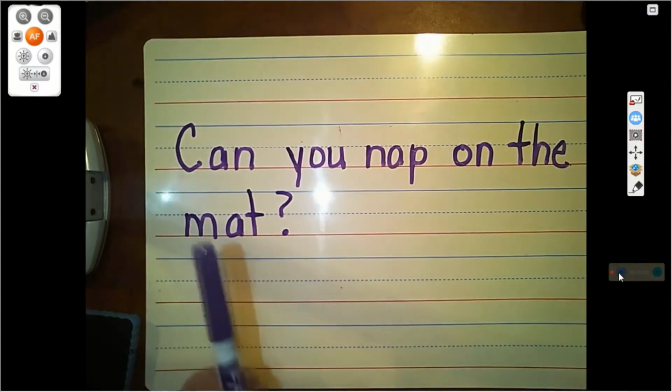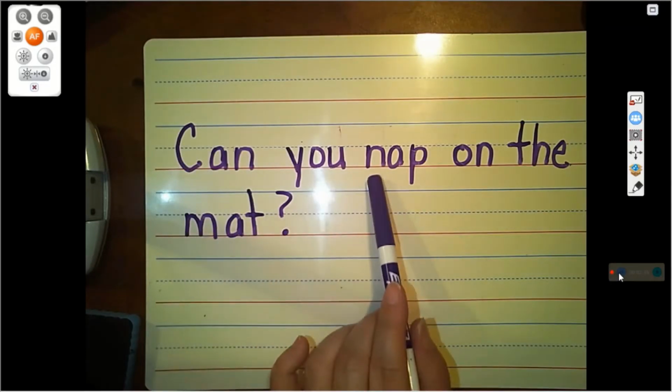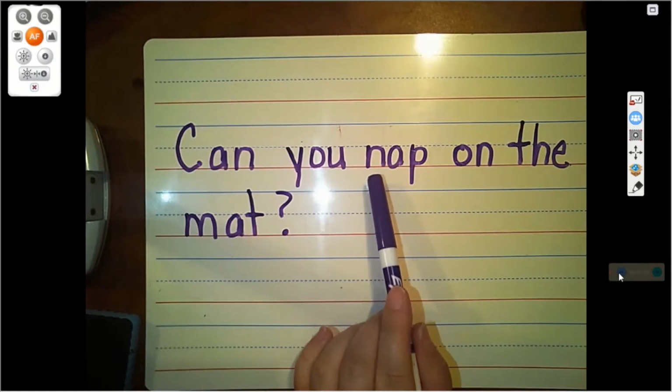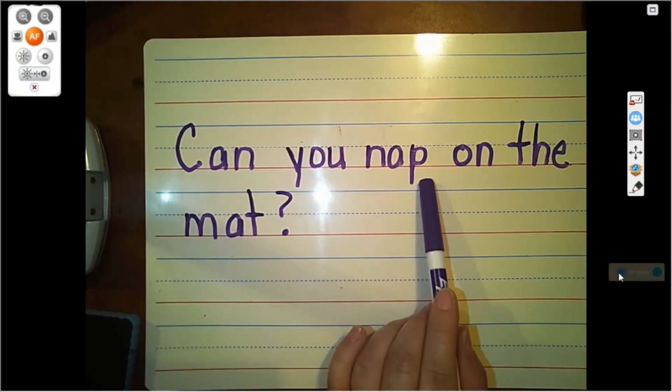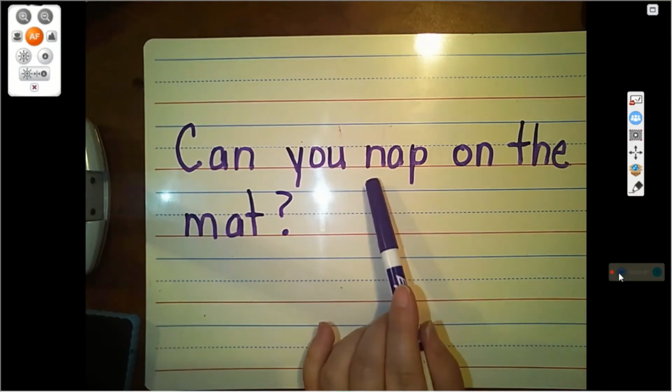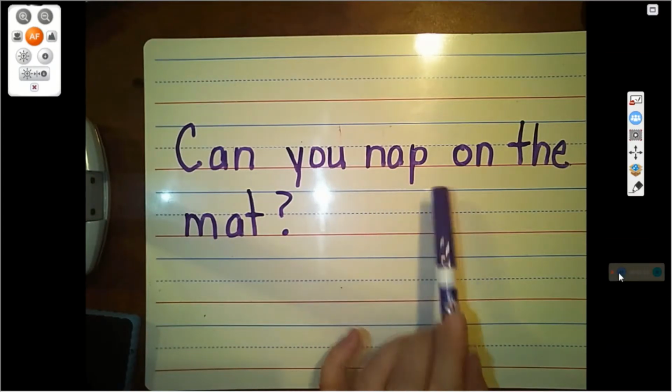Here's the last sentence. Can you help me read it? There's a couple of words we have to sound out. This one, what does the N say? The N says N. The A says A. And the P says P. So let's blend it. Nap. Nap is the word.